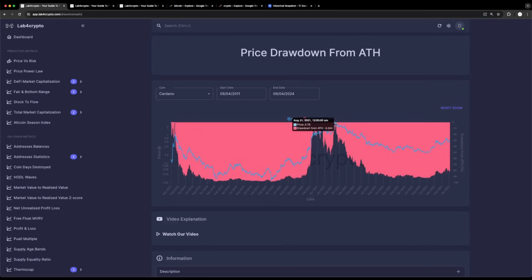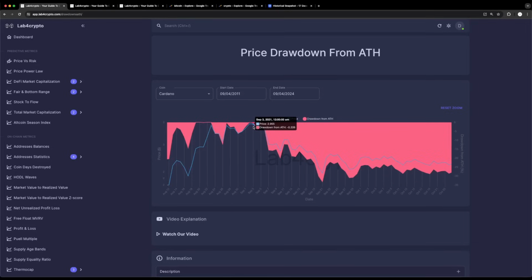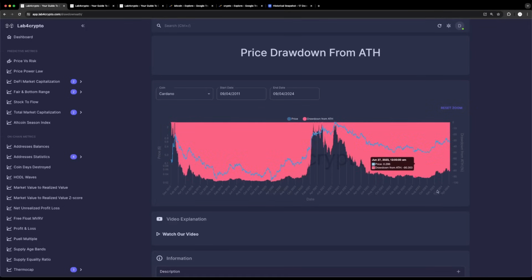Therefore, if you accumulated Cardano from August 2021 through September and November, expecting that it would go to $6 or $8, which was the expectation at the time, and you didn't know that this was starting to be the peak of Cardano, you would now likely be sitting on a 90% loss.